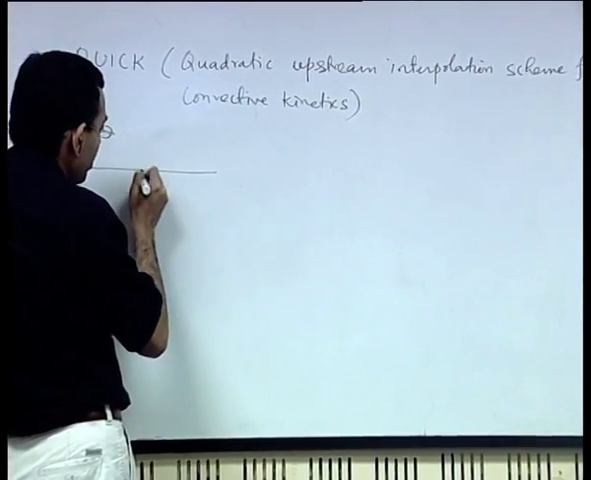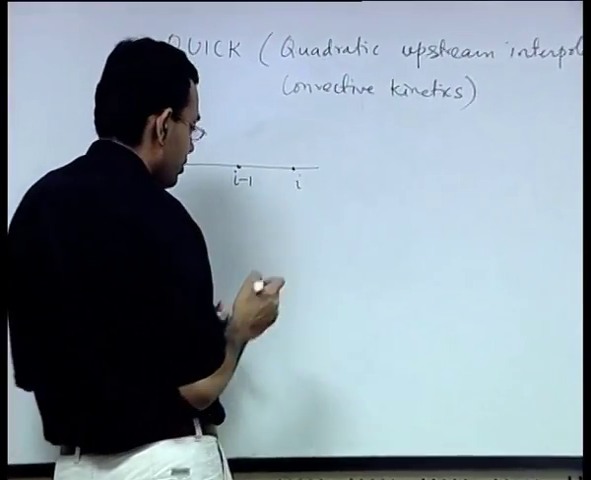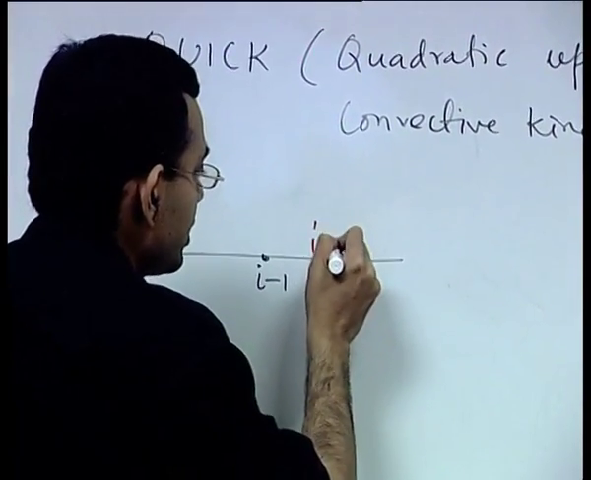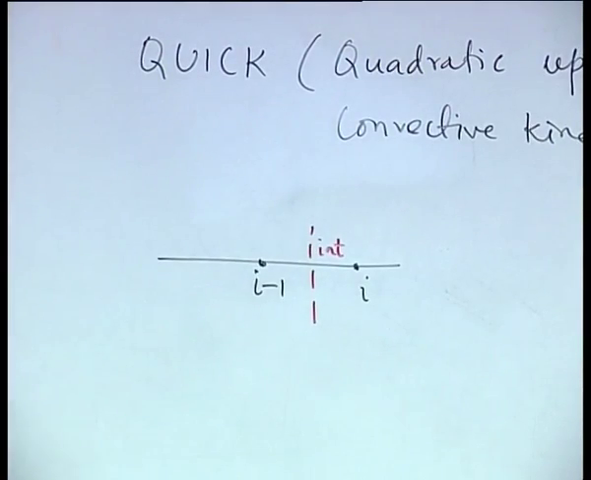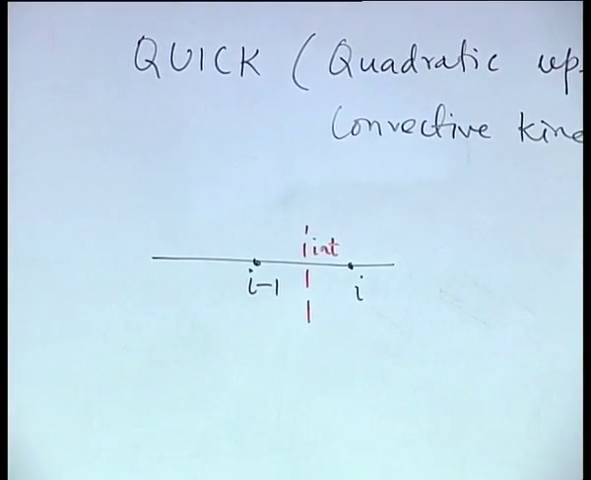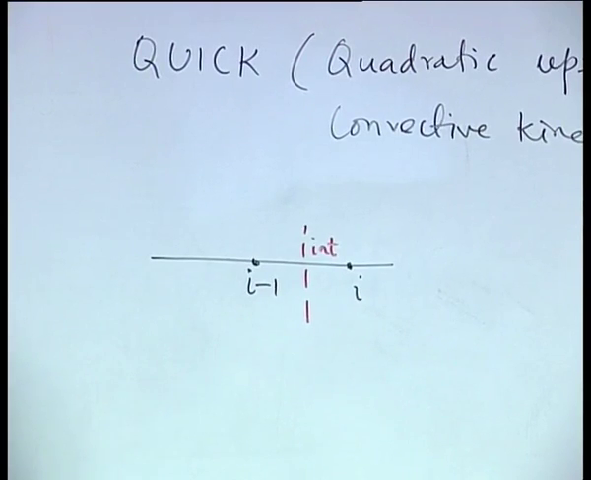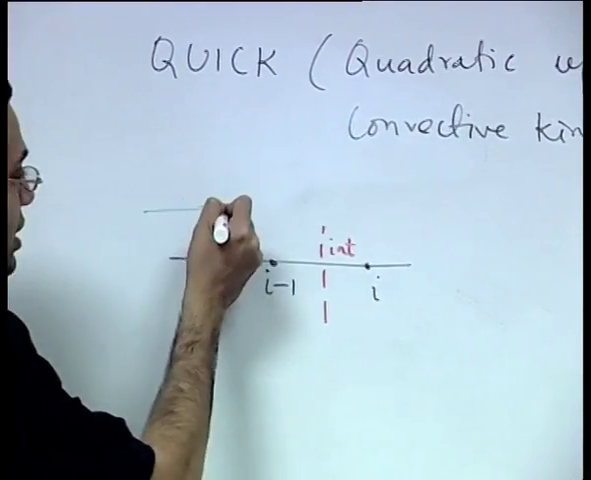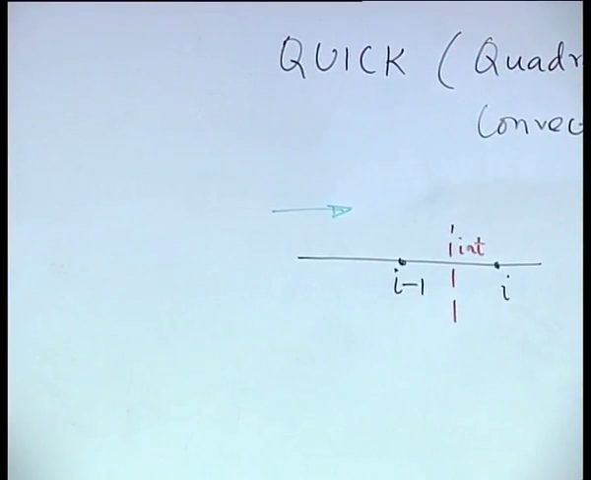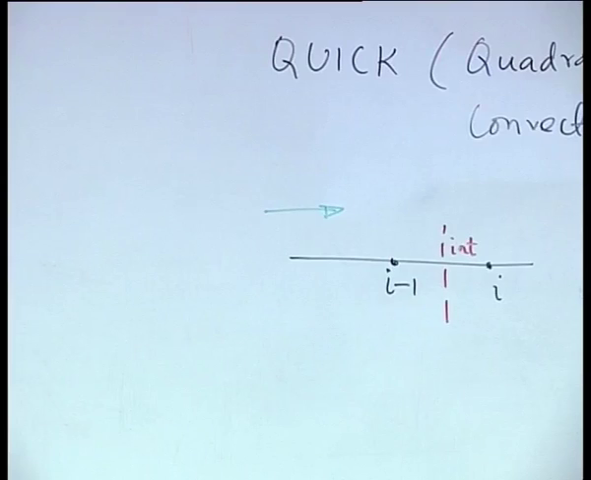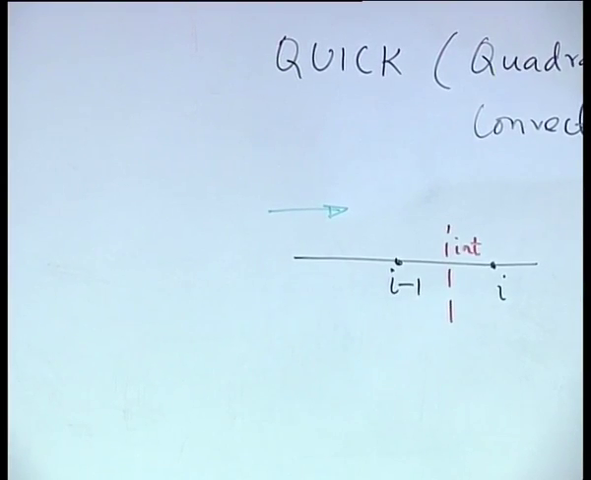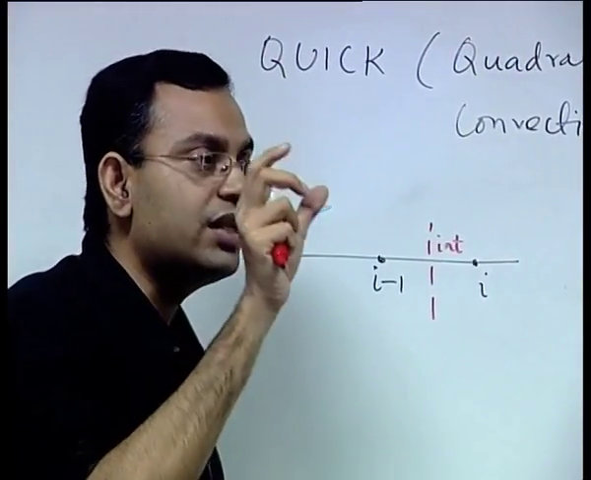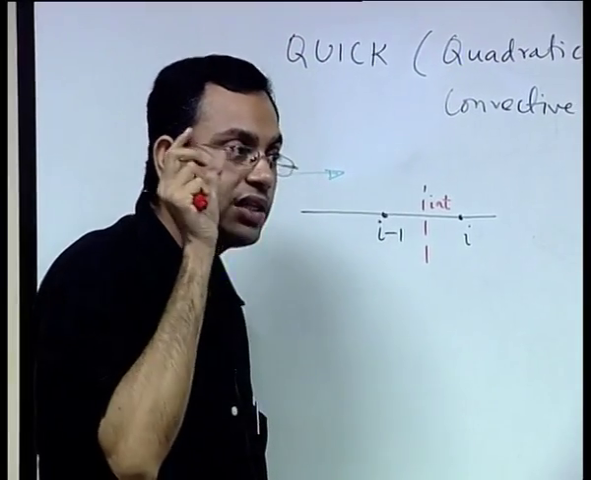if you have a grid point I minus 1 and a grid point I, and this is the interface where you are interested to calculate the flux, then what it takes is, if this is the flow direction, it considers a quadratic interpolation, that is a quadratic profile assumption, instead of a linear profile assumption. So a linear profile assumption required how many points? 2 grid points, quadratic will require 3 grid points.